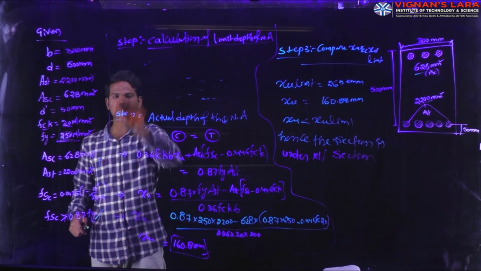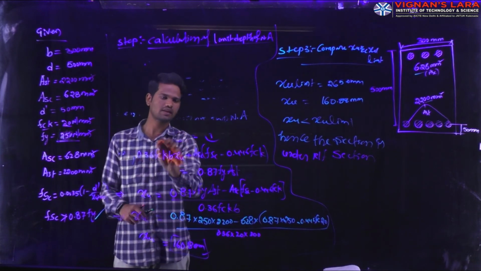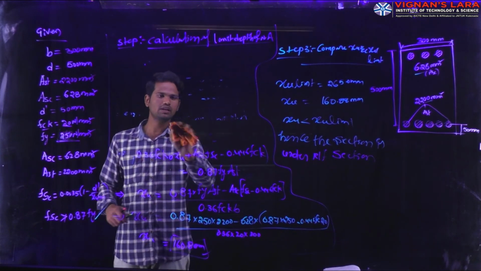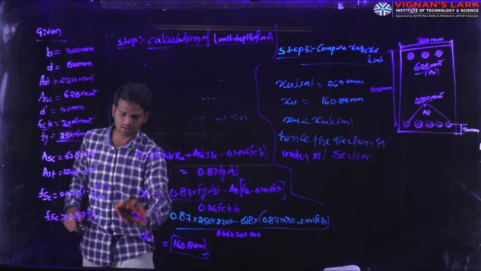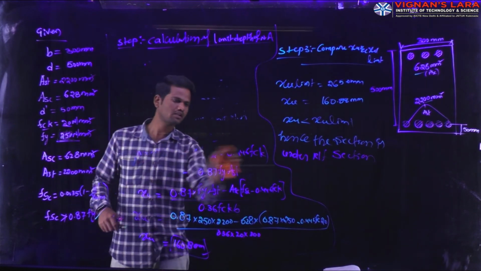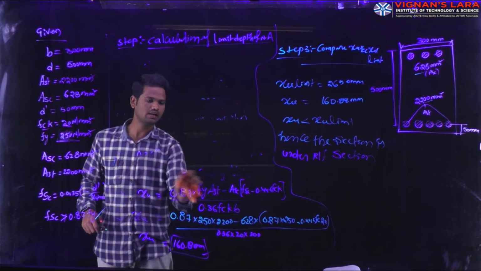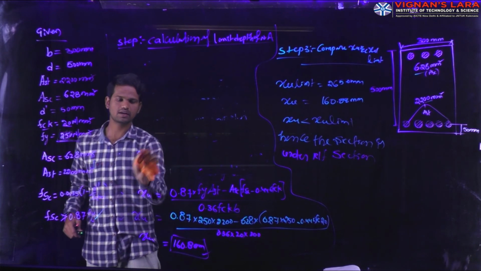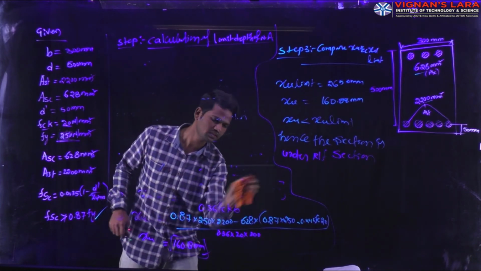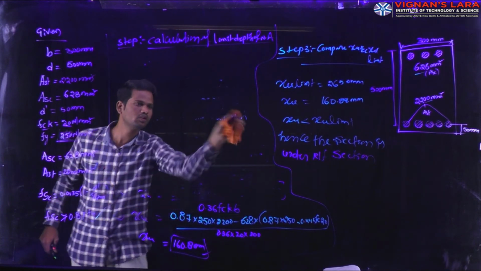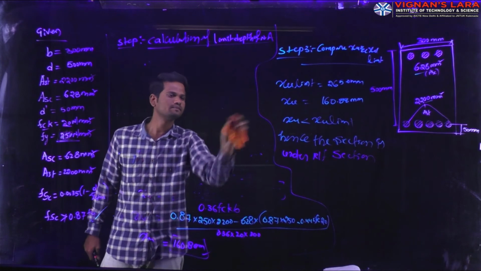Step number 4. If you see here, the same procedure they will ask in our examination. The only thing is you have to remember all the formulas. They will give any 3 parameters and ask to calculate the 4th parameter. Either you have to calculate the area of the steel, or the moment of resistance, or the comparison of the section. Those steps we have to remember. Okay, step number 4 we are having.